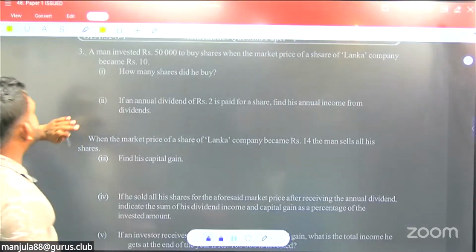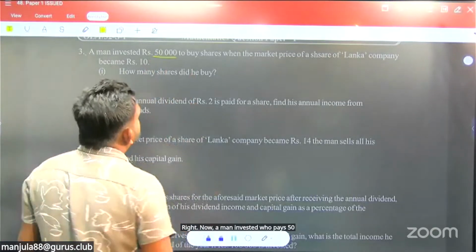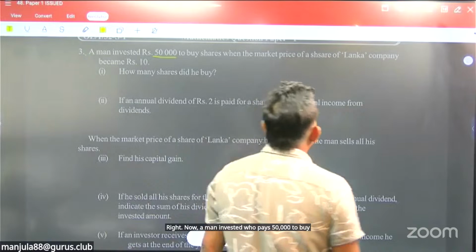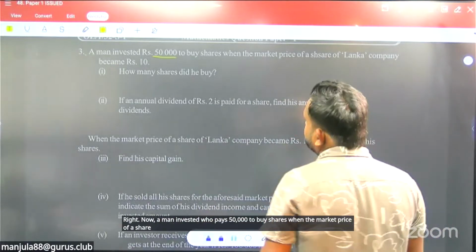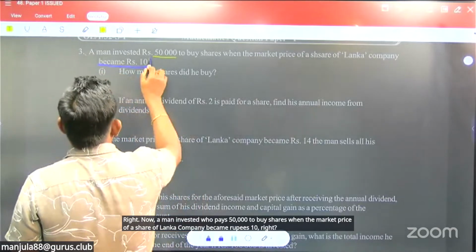Now, a man invested rupees 50,000 to buy shares when the market price of a share of Lanka company becomes rupees 10. Right? Market price is rupees 10.